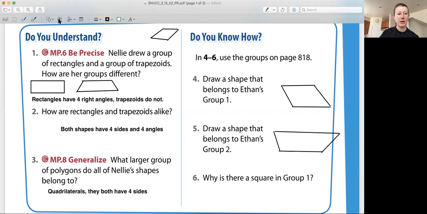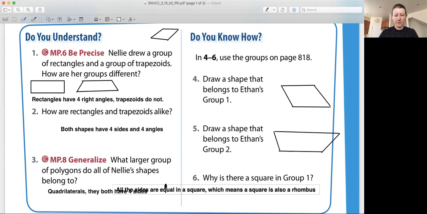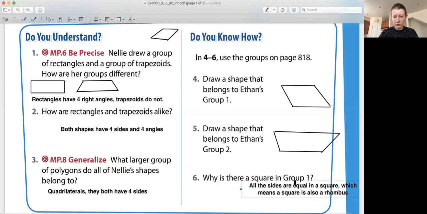So what I'm going to put here is all the sides are equal in a square, which means a square is also a rhombus. Okay, let's make sure we fit that into this question here.